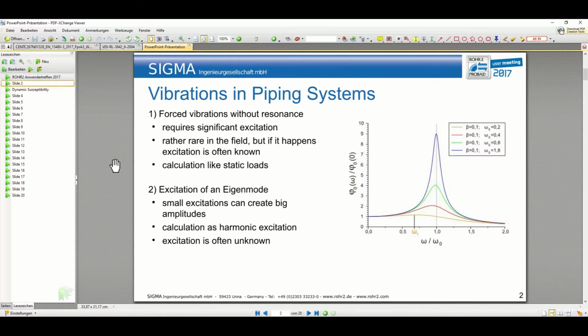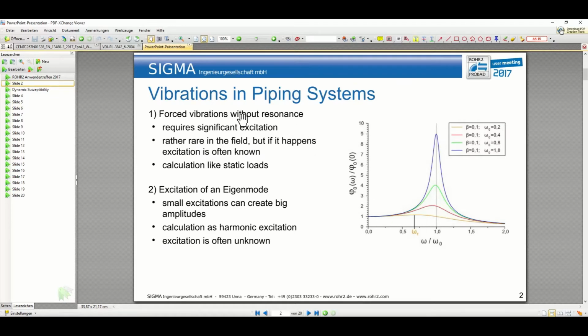At the time I was discussing how we should treat vibrations in piping systems, and there are basically two possible vibrations. If we look at the single mass oscillator or any resonating system, if you excite a system far below its eigenfrequency, then the system will just react like a static load, in the same way as the excitation happens. But if you go closer to the resonance frequency of the structure, then you will be able to excite some eigenmodes, and the resulting oscillation can be much bigger than the original excitation itself. And this can be potentially dangerous, because even a small unknown vibration could lead to very big amplitudes as a result.